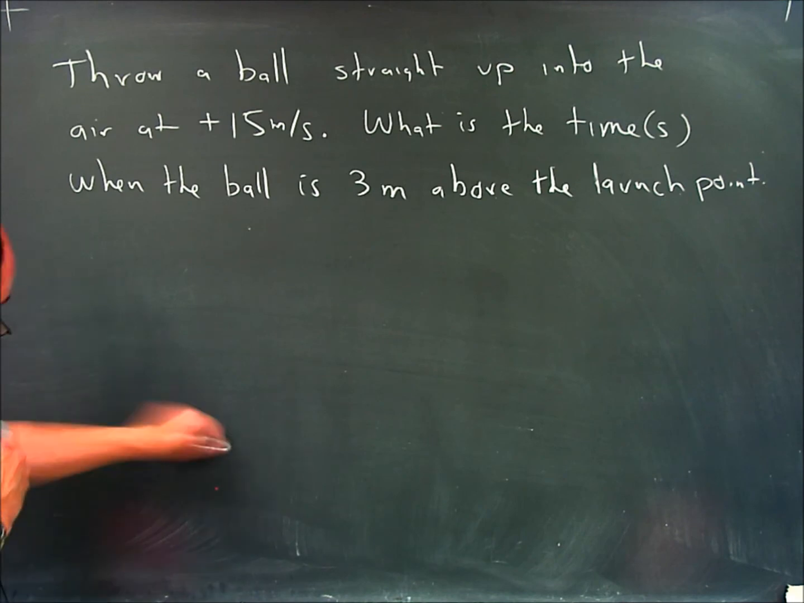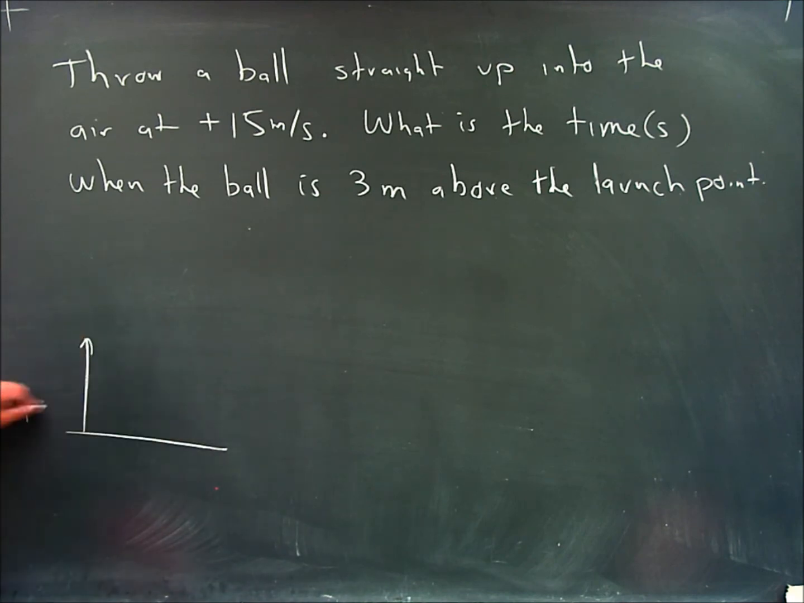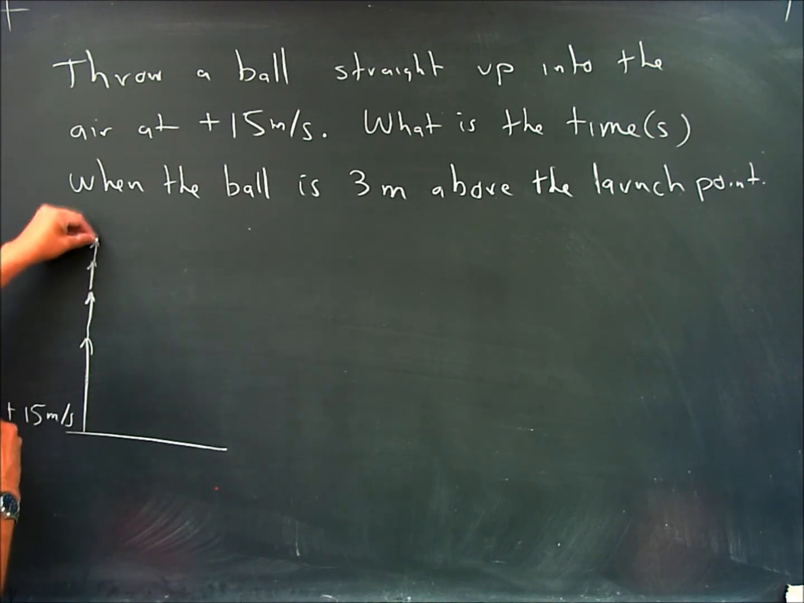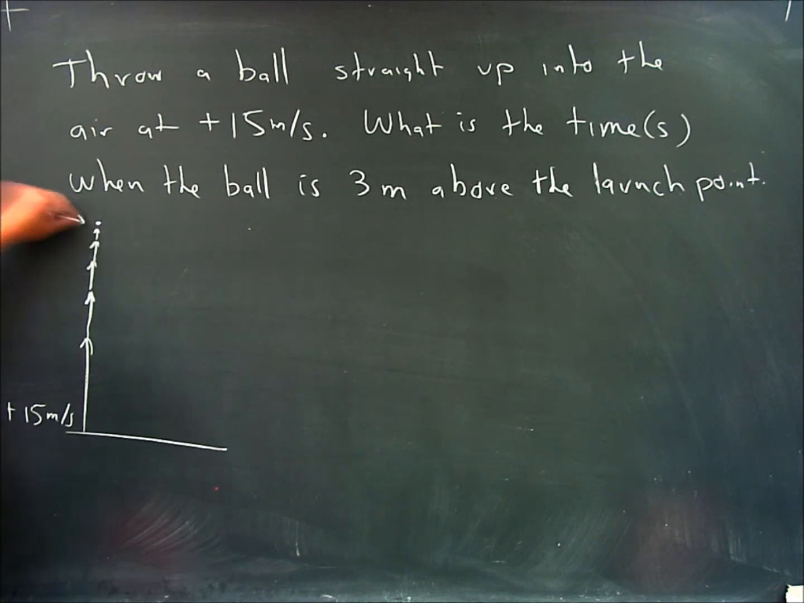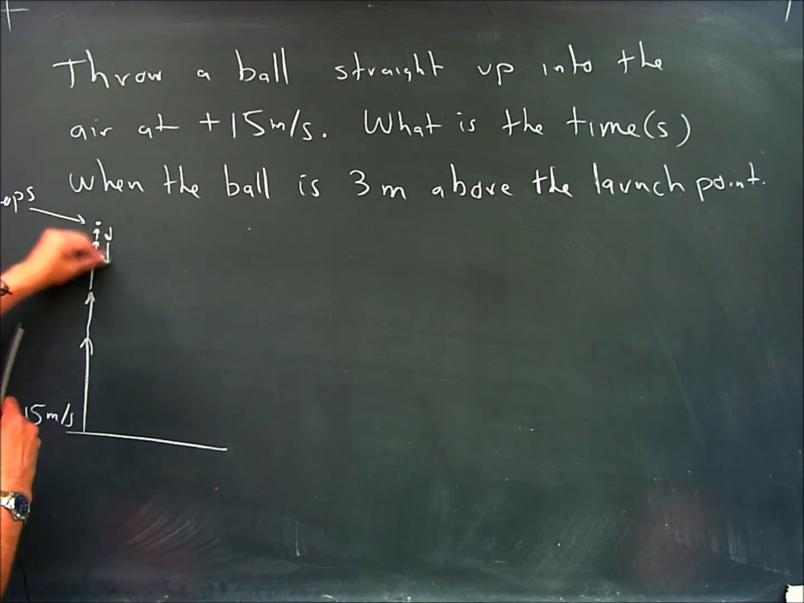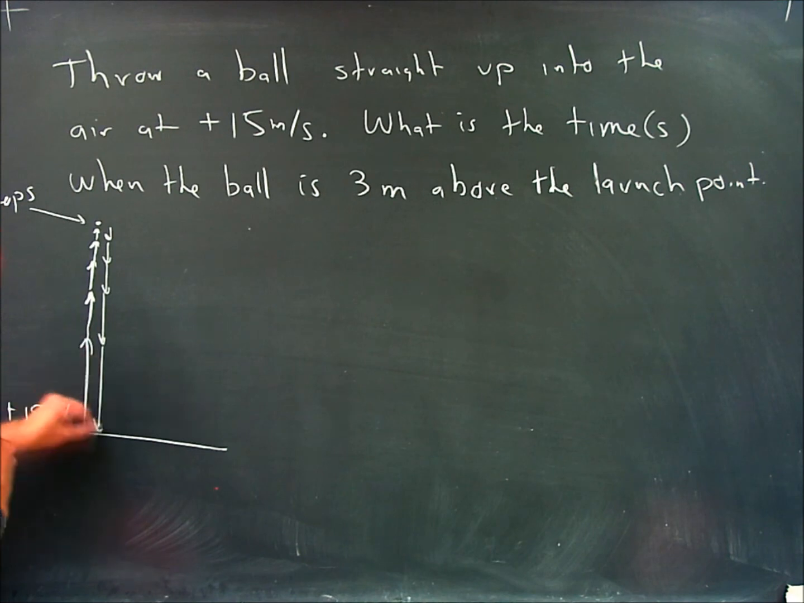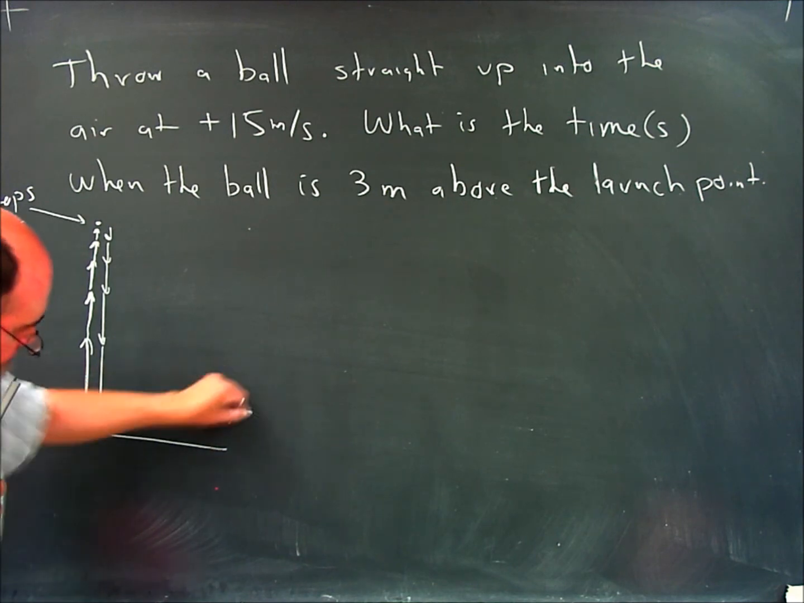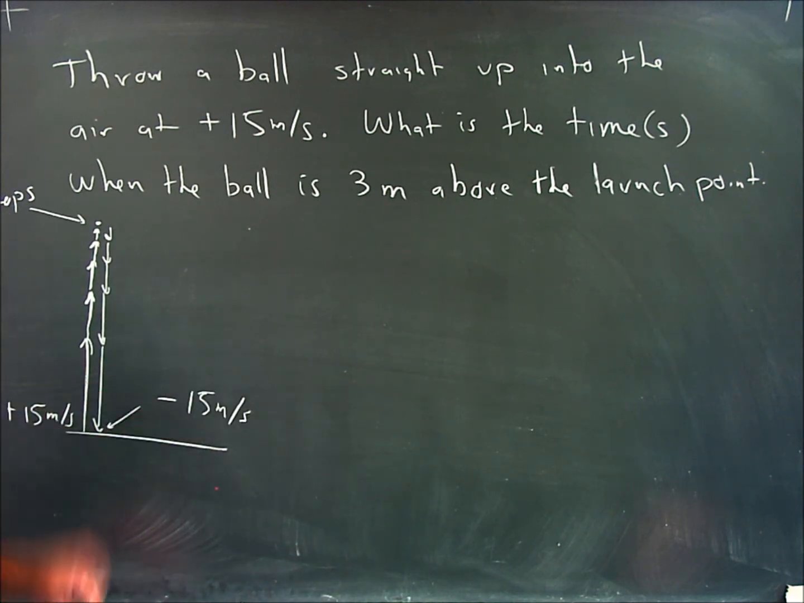Here's the ground. We're throwing the ball up with a speed of 15 meters per second. And then it's going to go slower, and slower, and slower, and then stops. So up here it stops. And then it's going to fall back down. And it should be hitting the ground here at a velocity of minus 15 meters per second. So it was going up, it went to a certain point, and then it came down. And they're asking it now.